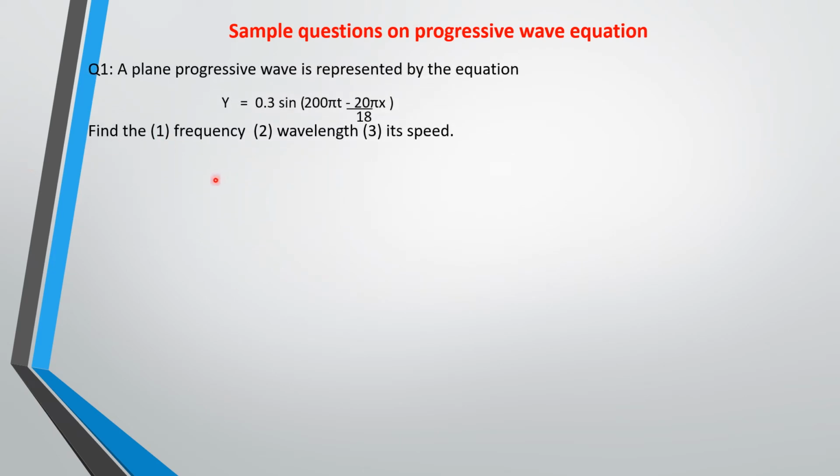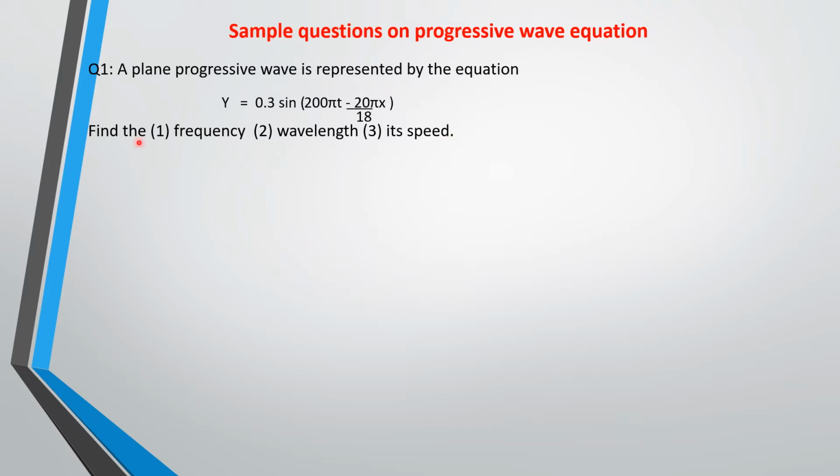So this is a sample question. With this question, we want to see how we can apply these equations that we just derived to solve some problems. This question says that a plane progressive wave is represented by the equation y equals 0.3 sine (200 pi t minus 20 pi x all over 18). Find the frequency, the wavelength, and the speed of the progressive wave.